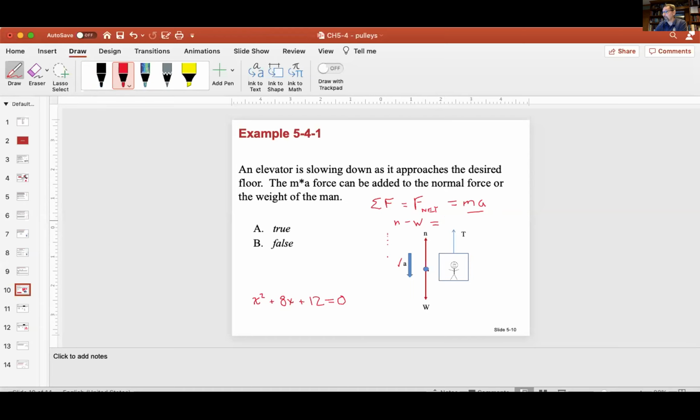That's the point of my problem. The things that are in the free body diagram are the things that I can add. That is equal to mass times acceleration. Now, there's a problem here.